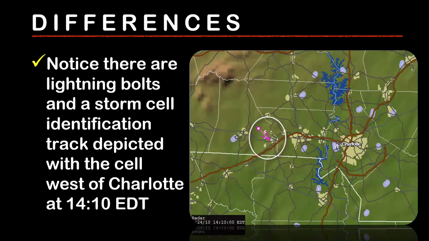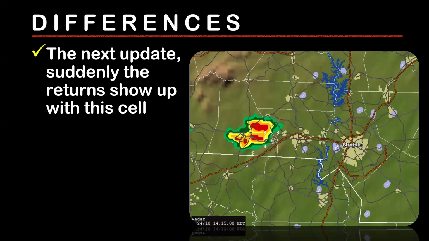And here's a closer look here. Notice that there are lightning bolts there, and there's actually one of those storm cell tracks showing up as well, but no green, no red, no orange, no yellow, nothing showing up for the returns themselves. This was at 14:10 Eastern Daylight Time, and the very next update, bam, it came in.